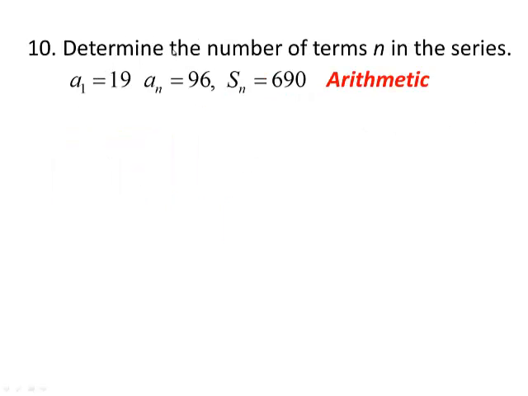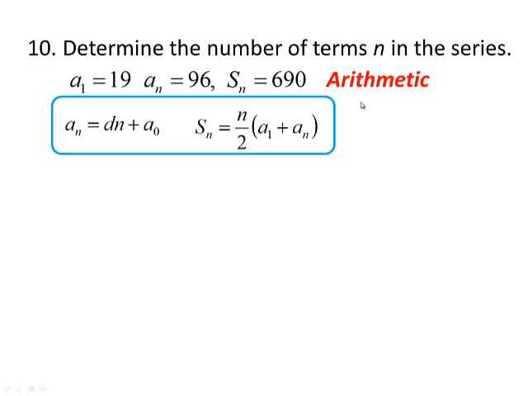Number 10, determine the number of terms n in the series. So the first term is 19, the nth term is 96, and the sum is 690. And they tell you it's arithmetic, so you're going to use these formulas. Now I have everything I need here, so I'm going to go ahead and use this. I can't use this right now because I don't have the term before the first one, because I don't have d yet.